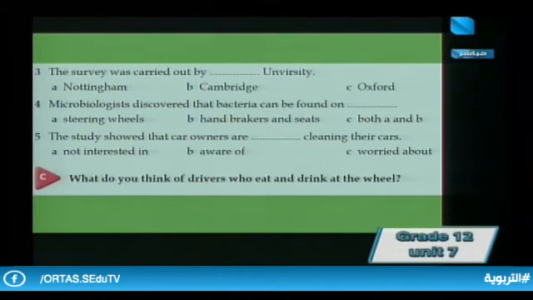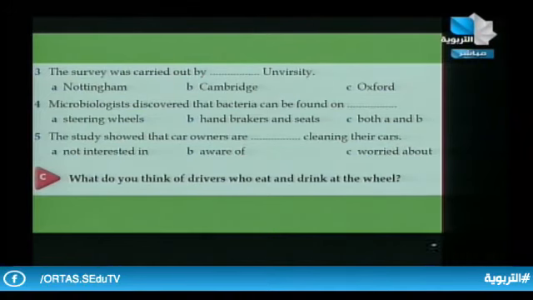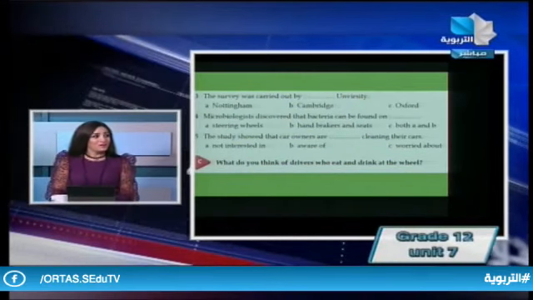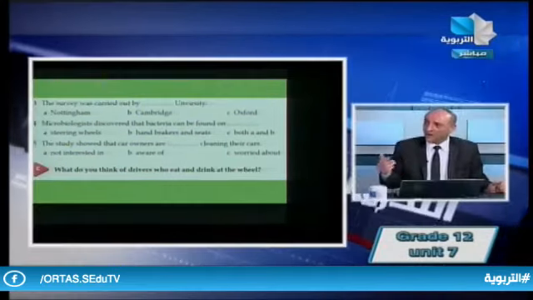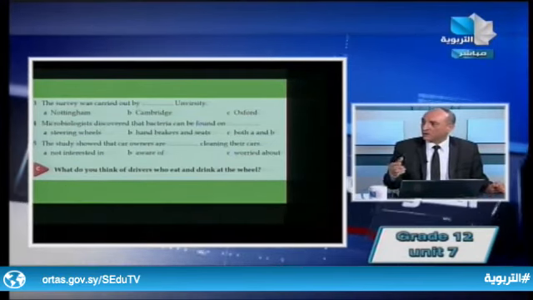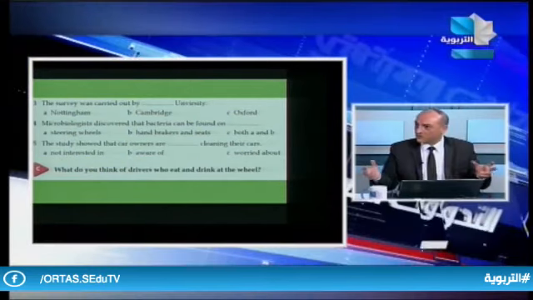Good. Five, the study showed that car owners are not interested in cleaning their cars. So, Miss Lucia, what do you think of drivers who eat and drink at the wheel? I don't think it's a good thing. Some people need to clean their car after eating. It's okay to eat in your car, but when you finish, you should clean your car, clean the wheel, clean the places, everything.